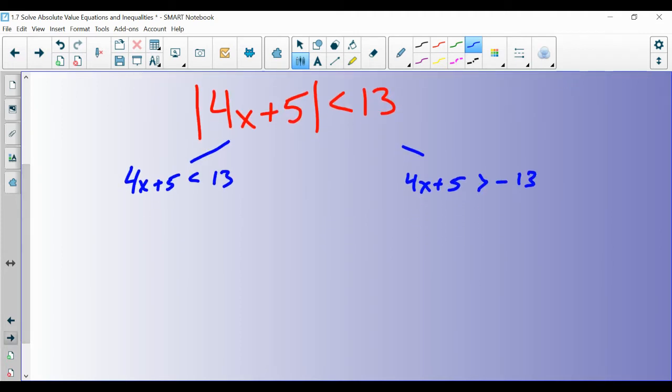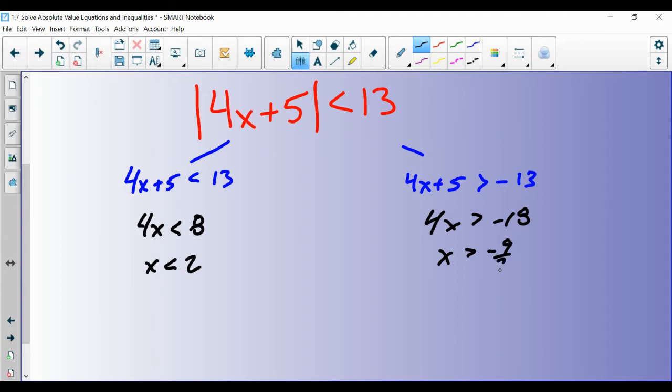Now we're going to go ahead and simplify each of these individually. We have to solve for x here. X has a multiply by 4 and a plus 5 happening to it. Let's undo the plus 5 first. So you subtract 5, and you have 4x is less than 8. So x is less than 2. Over on the other side, we're going to subtract 5, and that's going to give us 4x is greater than negative 18. Divide both sides by 4, so x is greater than negative 9 halves, or negative 4.5.